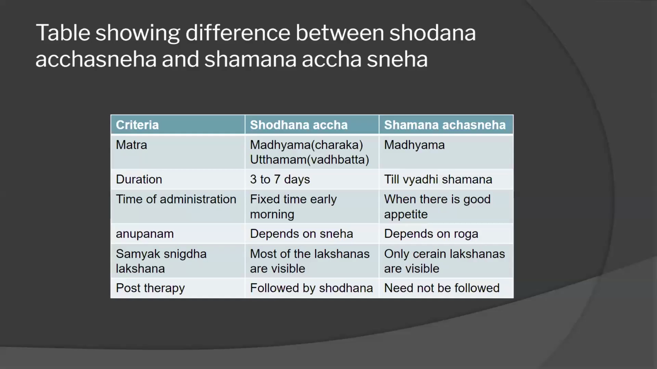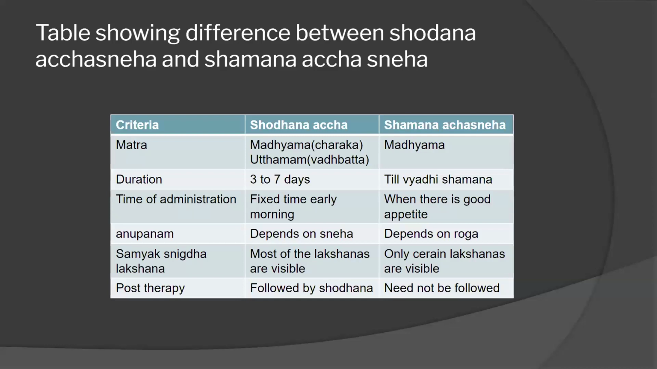So what is the difference between Shodhana Acha Sneha and Shamana Acha Sneha? If you see the Matra, according to Charaka it is Madhyama Matra. According to Vagbata, it is Uttama Matra. I don't know, there is no clear-cut explanation why these two Acharyas differ in this Matra. But this is my interpretation: for Shamana, the best dose should always be given, and for Shodhana, Madhyama Matra is enough.